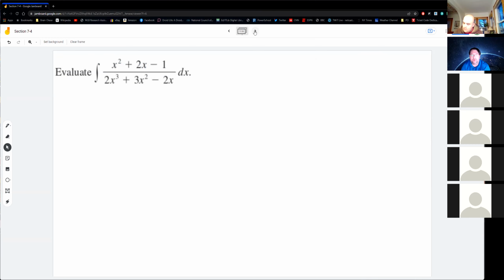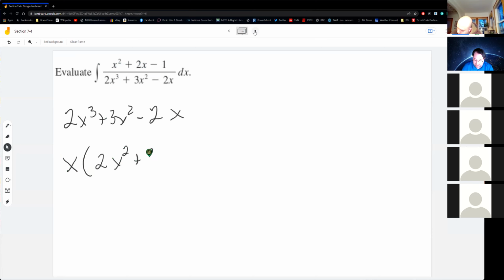So the first thing I'm going to have to do is factor the denominator. So we've got 2x to the third plus 3x squared minus 2x. I can pull an x out of the whole problem. So I have 2x squared plus 3x minus 2. And then if we factor that, we get 2x minus 1 and x plus 2.